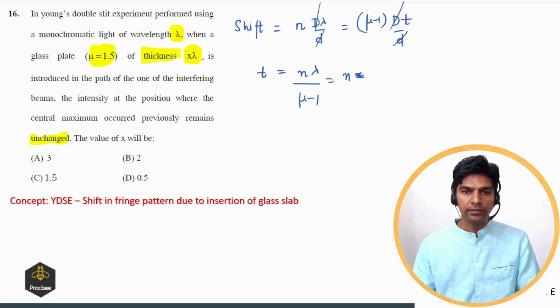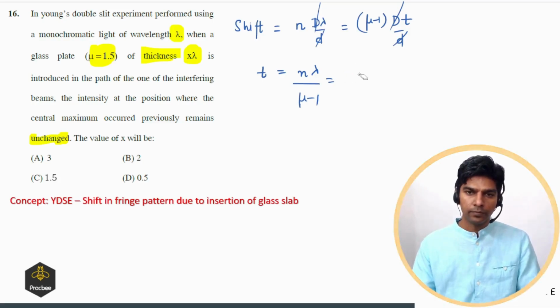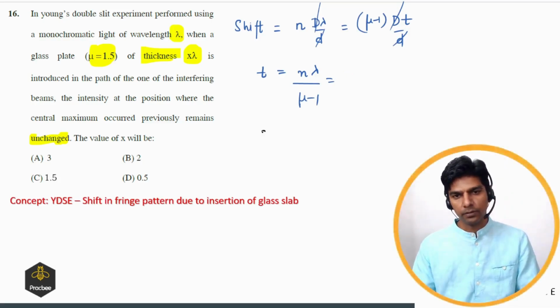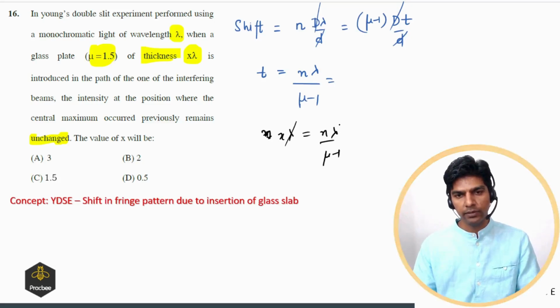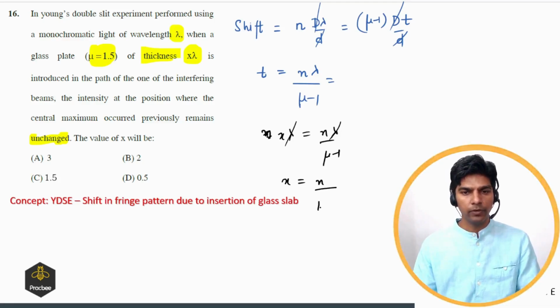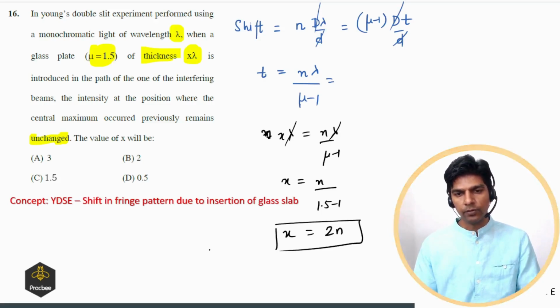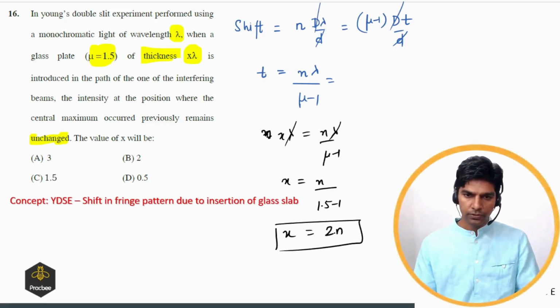And thickness is x lambda, okay? Let me write thickness as x lambda. So n lambda divided by mu minus 1, so lambda will get eliminated. So x will be n divided by 1.5 minus 1, which is 2n. Okay, so let us see the possible options.